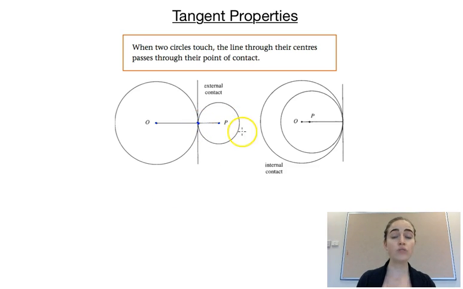Now that rule still holds true even if one of our circles is inside the other. So we've got the center of our big circle here and the center of our little circle here. And if we draw a straight line passing through those two centers, then the point where it meets the circles out here is going to be the point of contact. So it's where the two circles touch is exactly where our line is going to pass through.